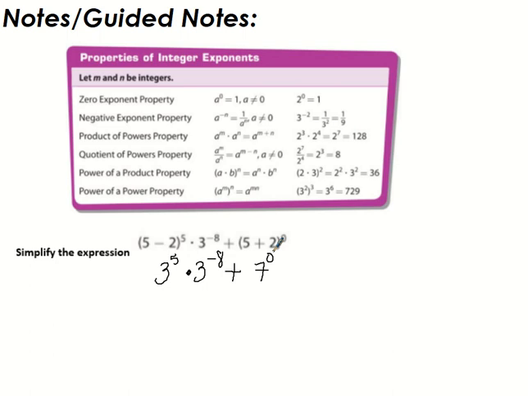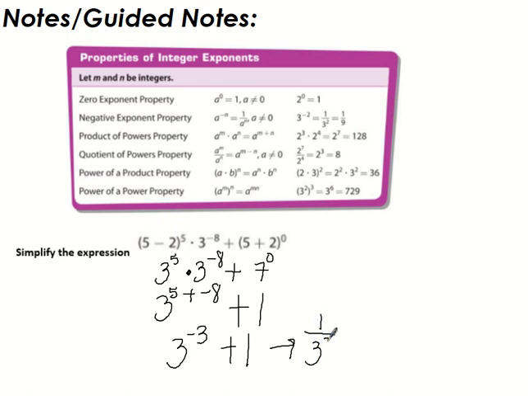Now we do have a property we can apply. We have product of powers. Product of powers says I'm going to add my exponents. So I'm going to take 3 to the 5th plus negative 8. And then I'm going to go plus, well, how about we apply this one? That's a 0 property. I'm going to get 1. Well, 5 plus negative 8 is going to be 3 to the negative 3 plus 1. We're going to apply our negative exponents. Remember, negative exponents mean we need to flip them over. And so we're going to get 1 over 3 to the 3rd plus 1.